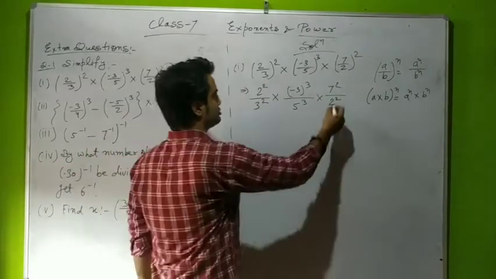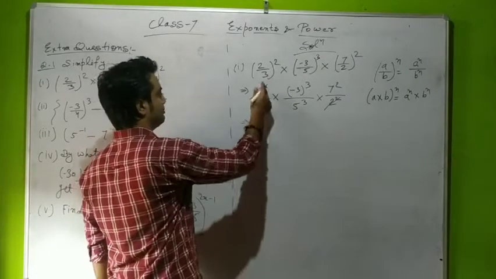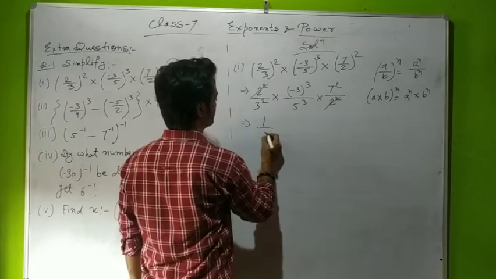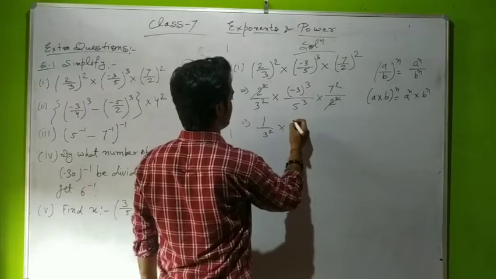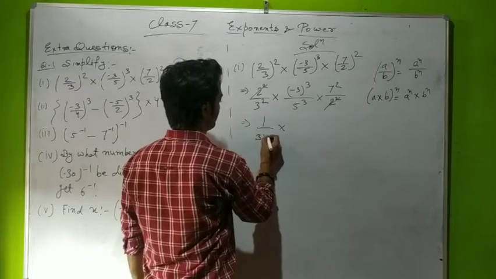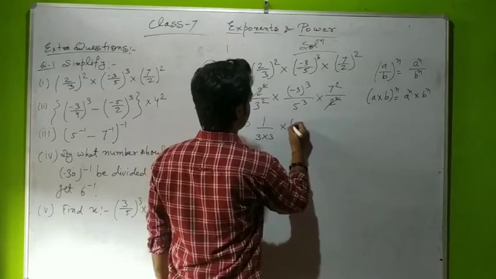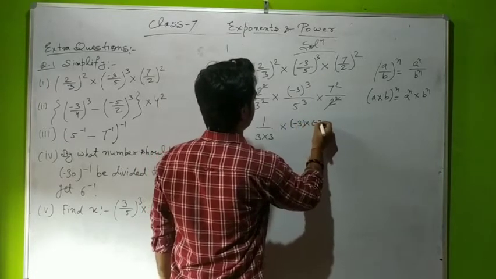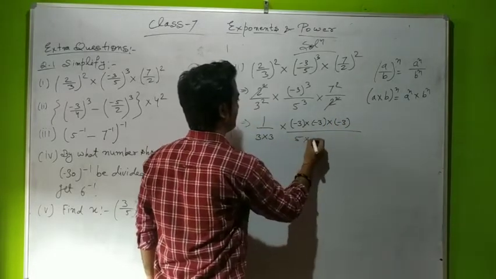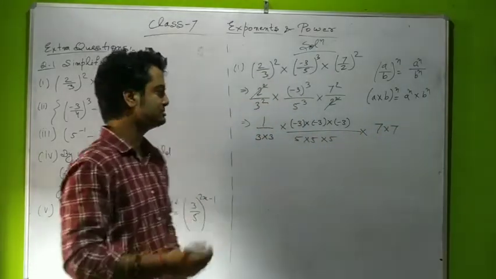Okay, this 2 square can cancel this 2 square. Now what is left here? 1 upon 3 square, into minus 3 raised to the power 3. Write it as 3 into 3, it will be easier to depict. Now minus 3 cube can be written as minus 3 into minus 3 into minus 3 whole upon 5 into 5 into 5. 7 square can be written as 7 into 7.